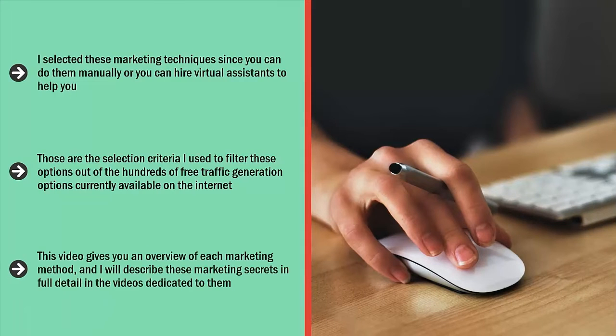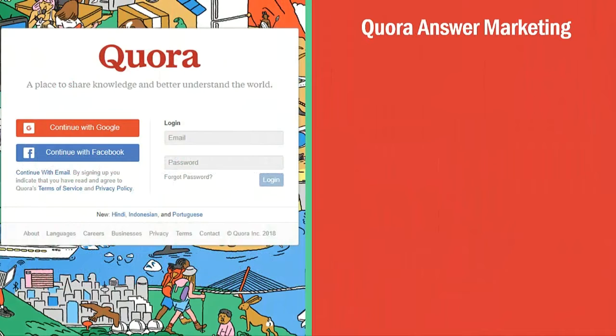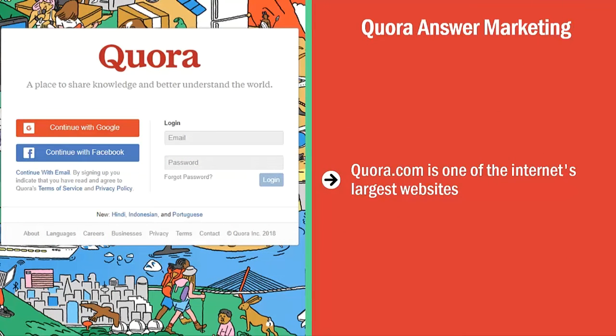In this overview, I just want to give you a good understanding of what these marketing methods are, how they work, as well as their advantages and disadvantages. Quora Answer Marketing. Quora.com is one of the internet's largest websites.